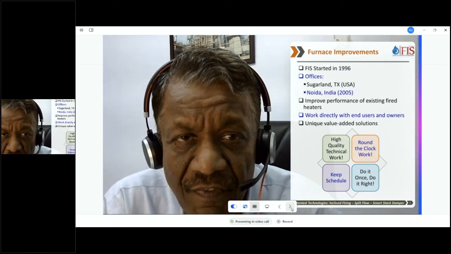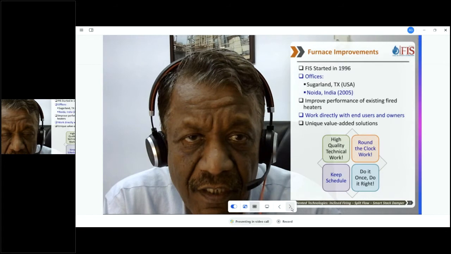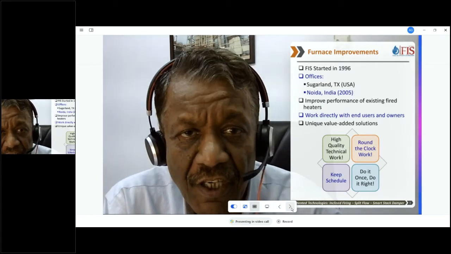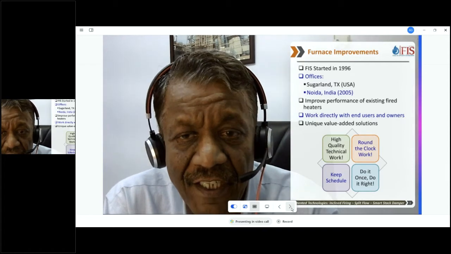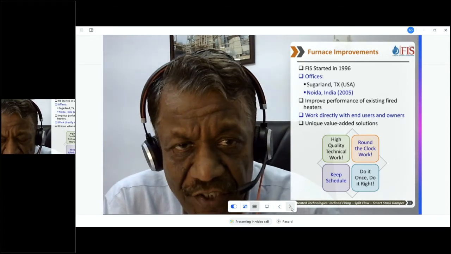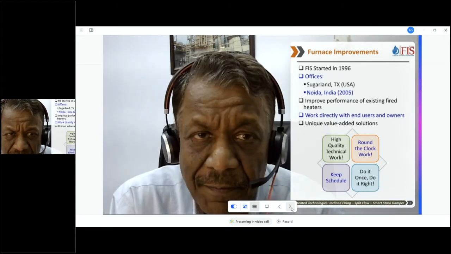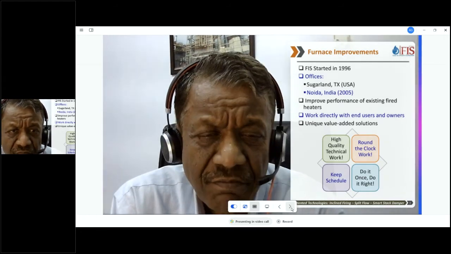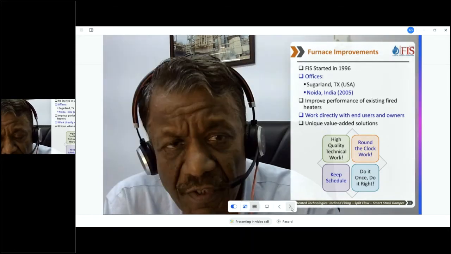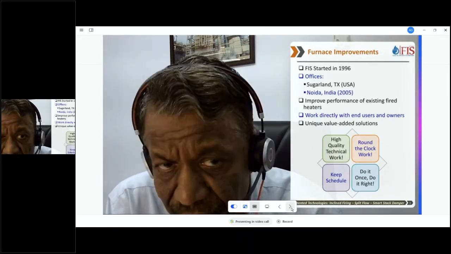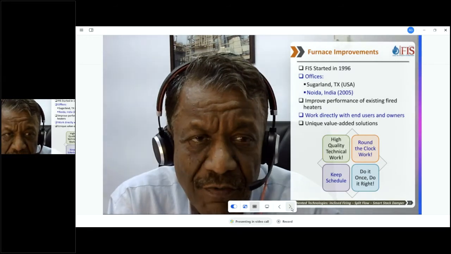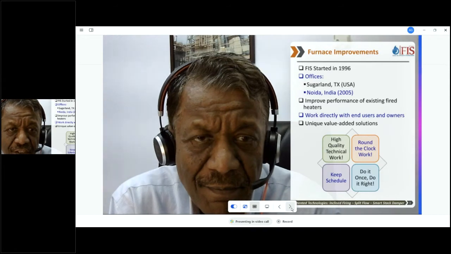We have 2 offices. We have a main office in Noida, India now, that's what I call it. And we have an office in Sugar Land, Texas, which is basically our project office, project engineering office. As I said, our main business is improving performance of existing fired heaters. And we work directly with end users and owners. We have a doctor's-patient relationship.